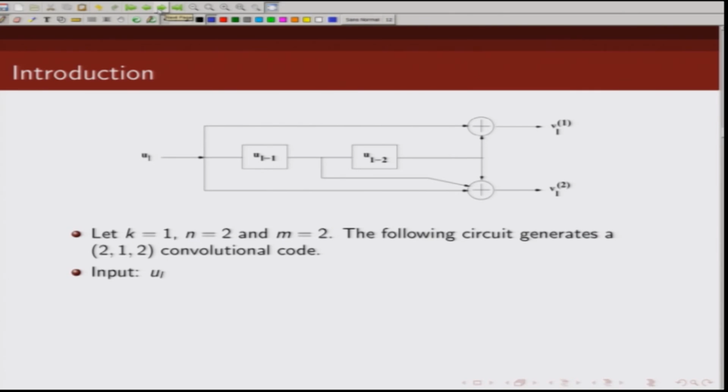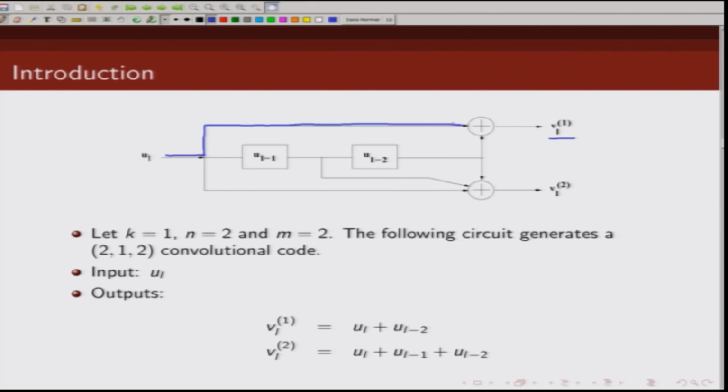As we said, the input is u_l and the outputs are v_l^(1) and v_l^(2). How do v_l^(1) and v_l^(2) depend on u_l and the past values? This is given by the interconnection. We can see v_l^(1) depends on input u_l as given by this, and it depends on u_(l-2) as given by this link. So, v_l^(1) is given by u_l and u_(l-2). It depends on the current input and the input which was there two time instances earlier.